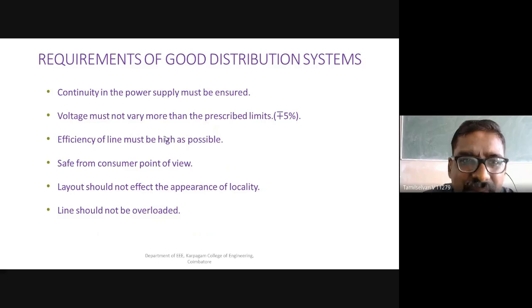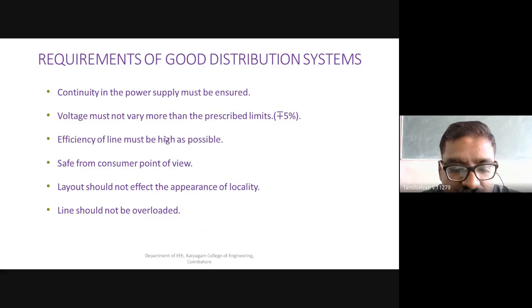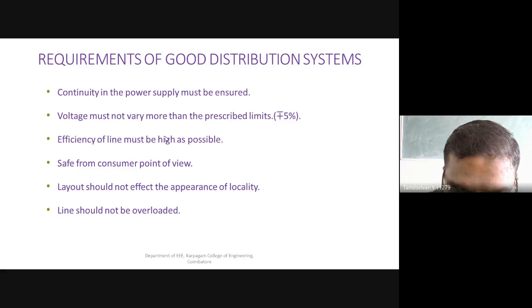So the main thing is our requirement of a good distribution system. A good distribution system should have proper voltages. Proper voltage, the availability of the power demand, and reliability are the three main important things needed for a good power system.